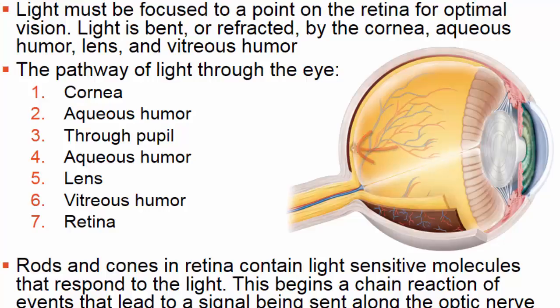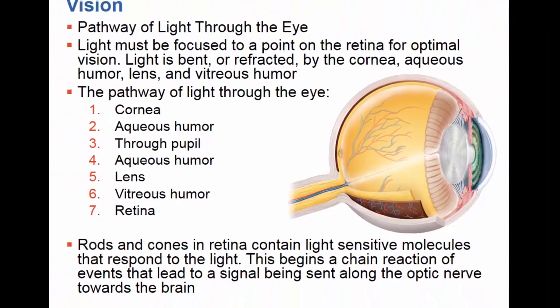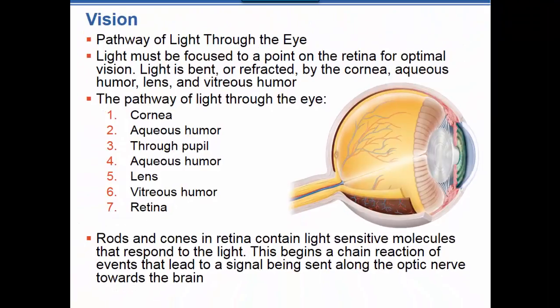As light passes through the cornea, the aqueous humor, the lens, and the vitreous humor, the light is bent. And as the light is bent, it's focused. And so all of those clear structures that the light passes through help to bend the light and focus it onto the retina so that we can have our best vision.